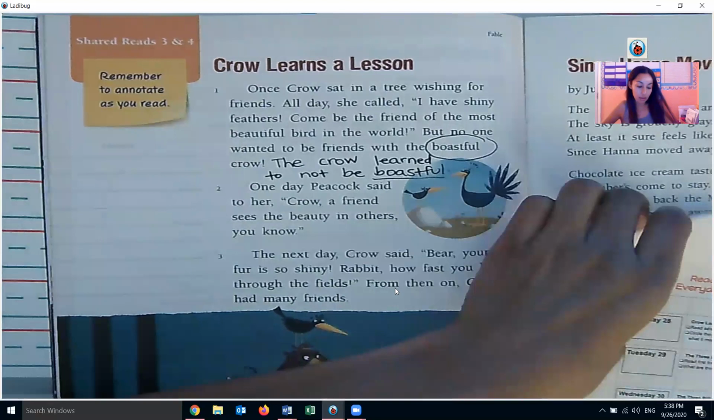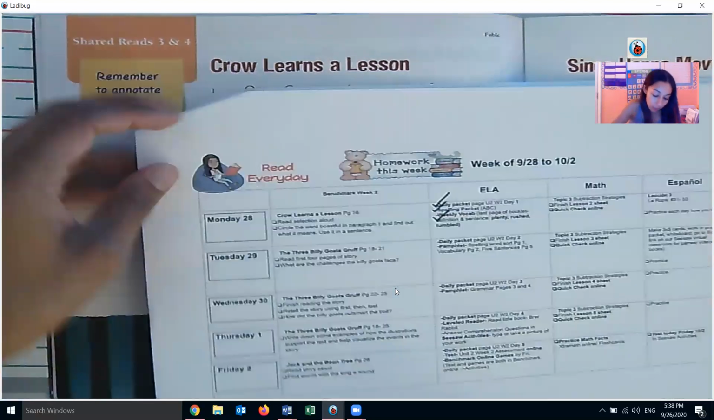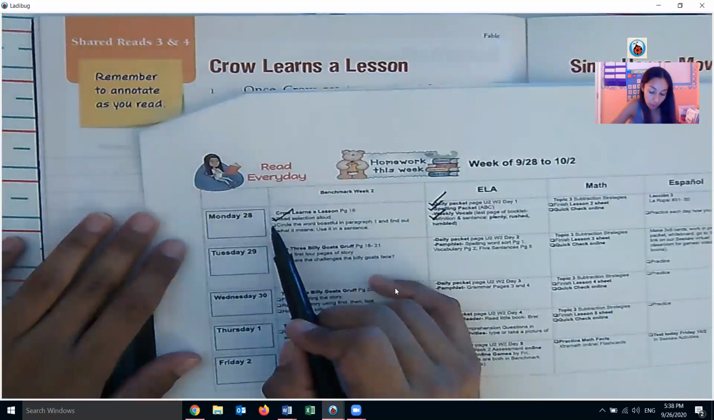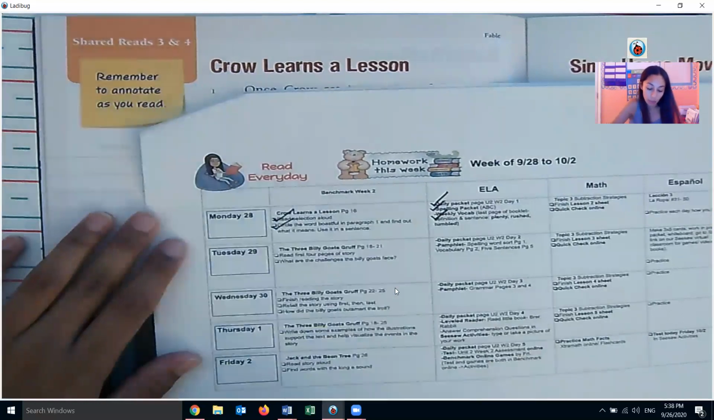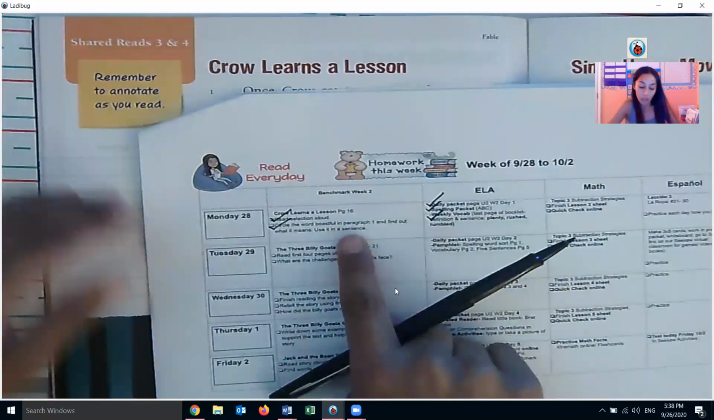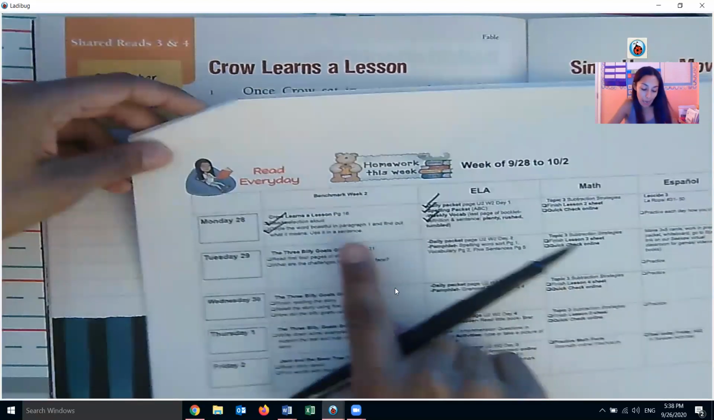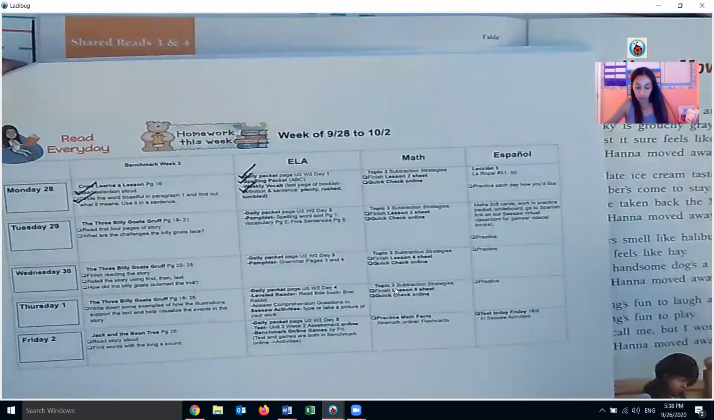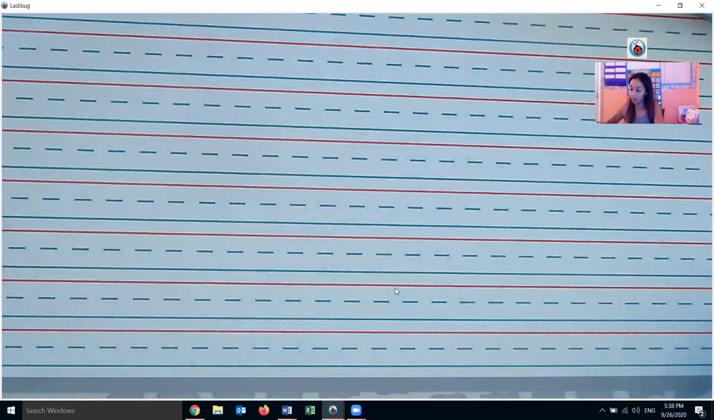So that is our home activity. We read the selection aloud and we circled the word and wrote a sentence. So that means we're all done with language arts and benchmark activities, which takes us to math, which we are now on lesson 2 for topic 3. And we are just doing the independent practice.